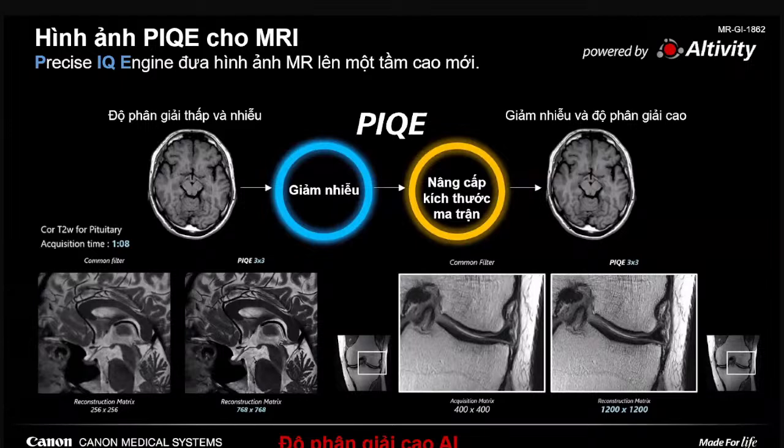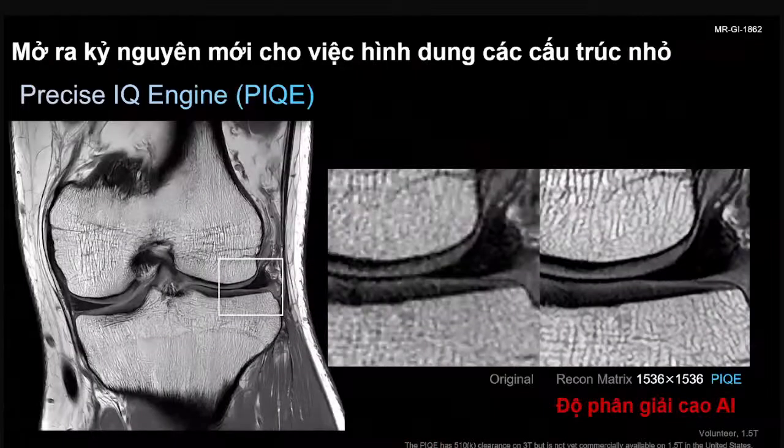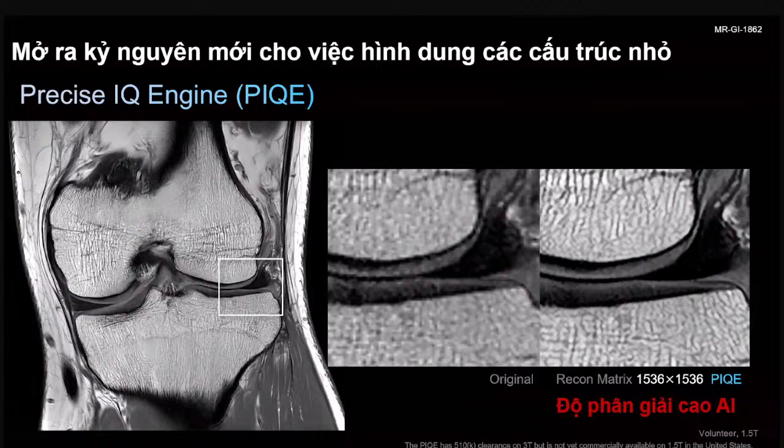So you can see the noise and high resolution in the images, as compared to the image before without our PEAK, is significantly improved, and the reconstruction matrix is now 3 times, to 1002 by 1002. So here is a knee imaging example demonstrating the reconstructed matrix over 1500 using our PEAK. And you can see there's a significant improvement in the clarity in terms of the spatial resolution as well as the signal to noise ratio.